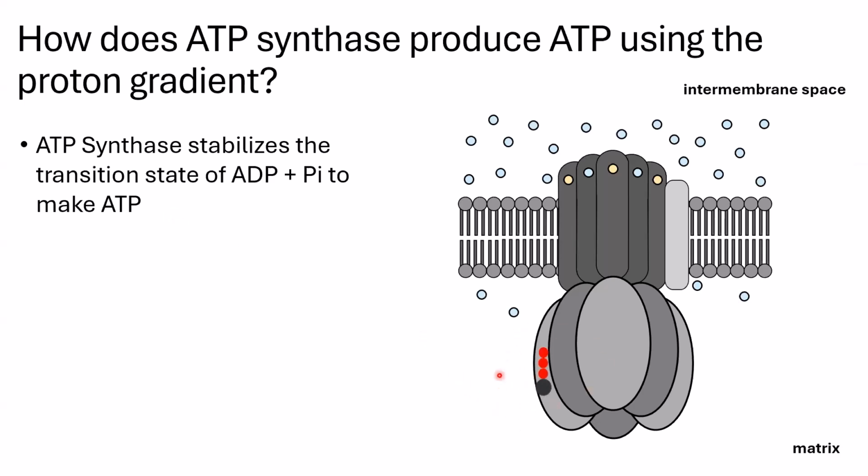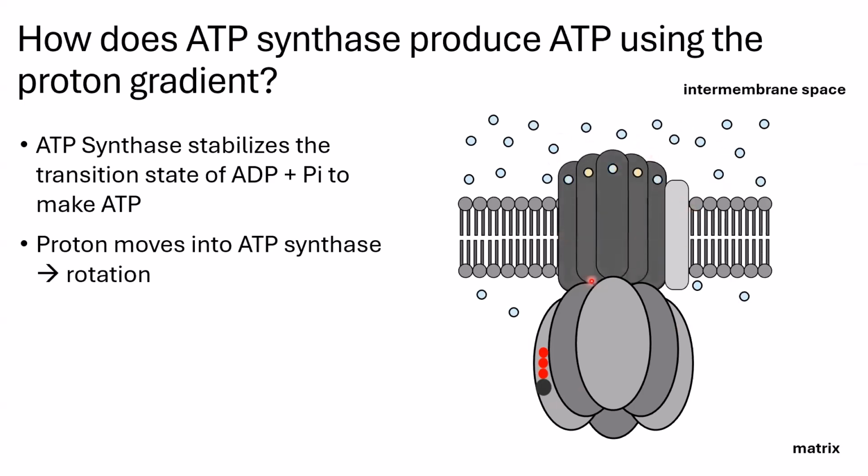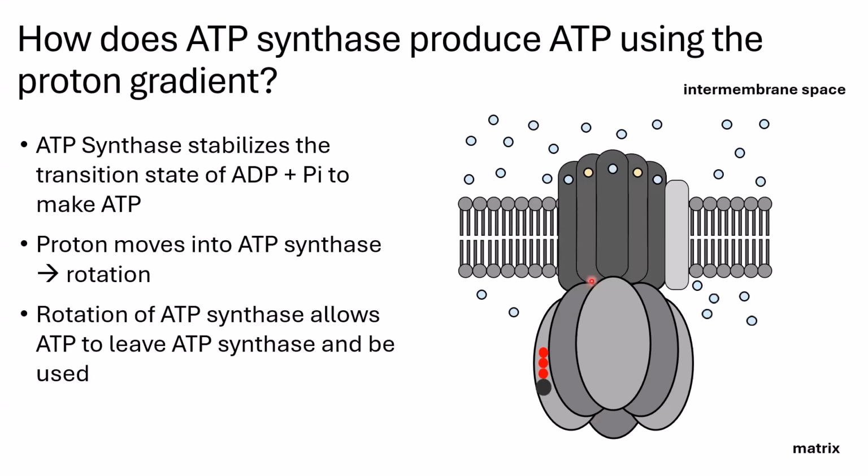Once the ADP and phosphate group have been stabilized in ATP synthase, a proton moves into ATP synthase. As the proton moves through ATP synthase, this causes the ATP synthase to rotate. After 3 rotations, ATP is produced and leaves ATP synthase, and another ADP and phosphate group can be used to make more ATP. ATP synthase essentially works like a turbine.